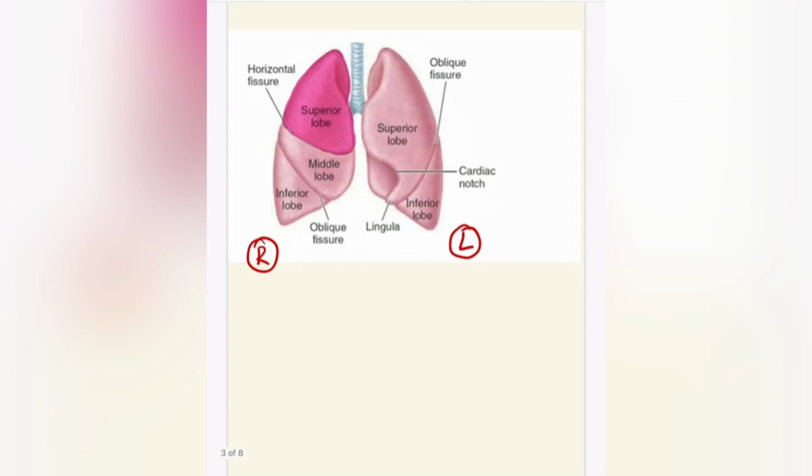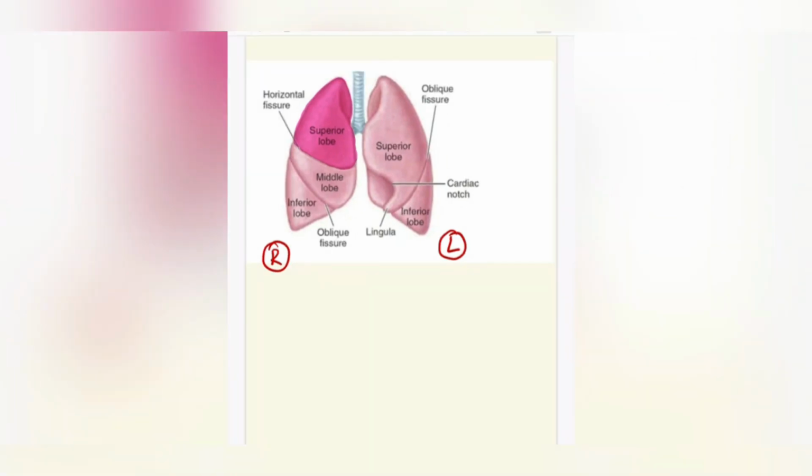Now this is the schematic image of the lung. On the right lung you have 3 lobes, upper lobe, middle lobe and lower lobe, divided by the fissures, and on the left side you have only 2 lobes, upper lobe and lower lobe. So in total you have 5 lobes. For calculation of the CT severity score you have to take 1 lobe at a time.